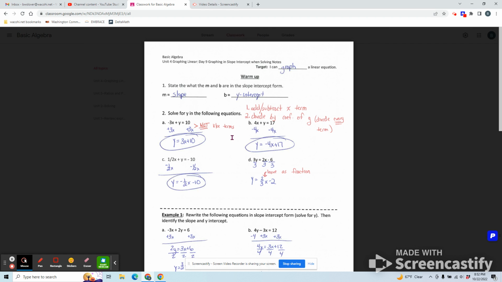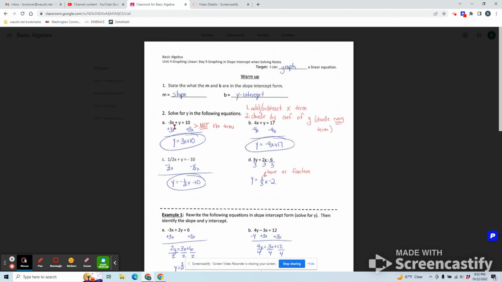Okay? It doesn't matter whether there's a negative, a positive, fraction, or even if there's a decimal with that x term. You want to add or subtract it first. Once that's done, then you're going to go ahead and divide by whatever the coefficient of y is. I know that looks like a letter G, but it's really saying y. And you divide every single term in there. And we're going to talk about that on letter D.